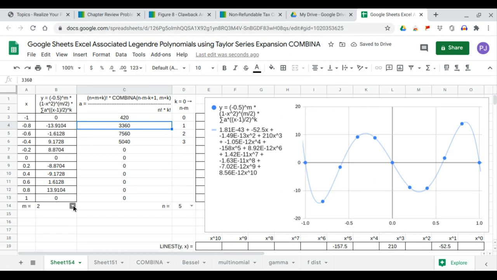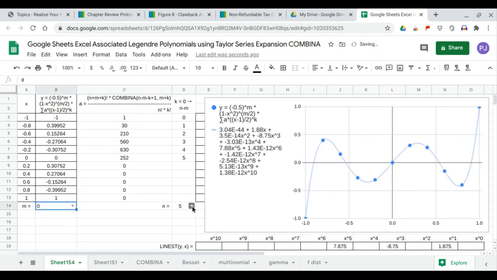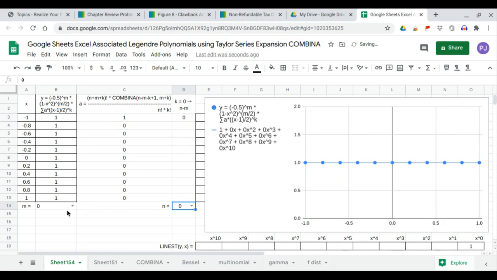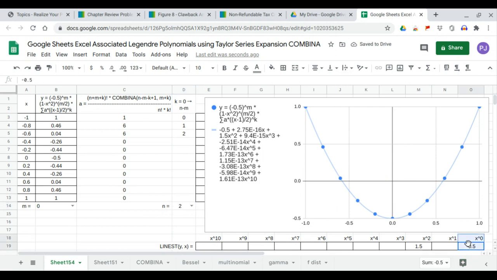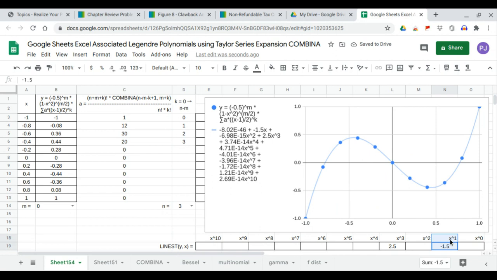So we start with 0 for n and m. At n equals 0 and m is 0, our polynomial is y equals 1. At n equals 1, the polynomial is 1x. At n equals 2, that's minus 0.5 plus 1.5x squared. N equals 3, that's minus 1.5x plus 2.5x cubed.